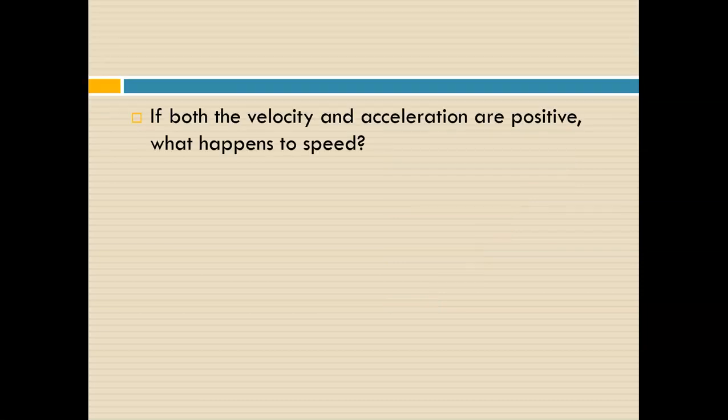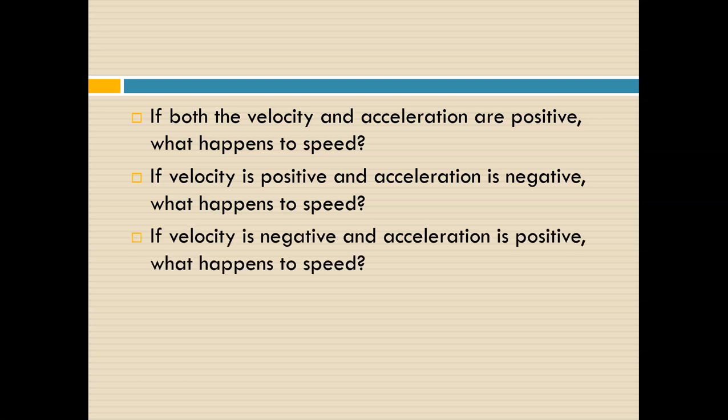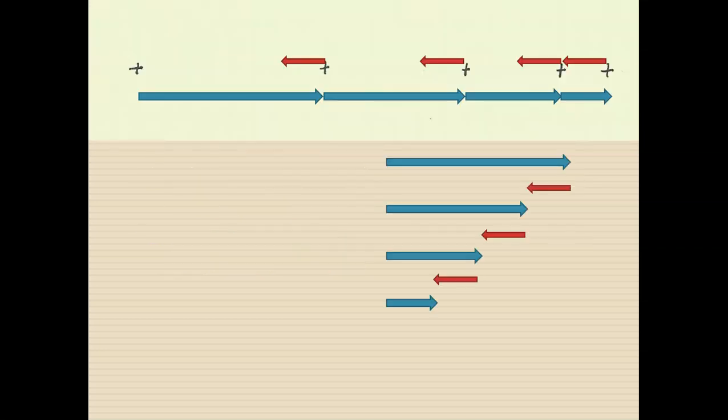So we can start answering some questions here. If both the velocity and the acceleration are positive, what is going to happen to the speed? It's going to increase. Excellent. If the velocity is positive and the acceleration is negative, what happens to the speed? Decrease, just like that last one. If the velocity is negative and the acceleration is positive, what happens to the speed? It decreases.